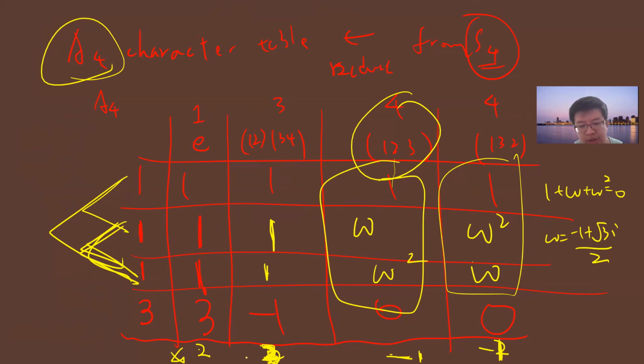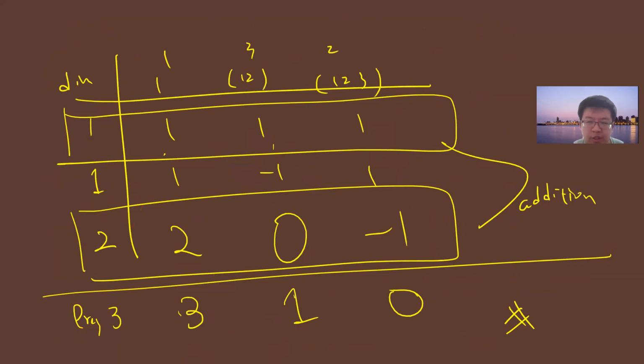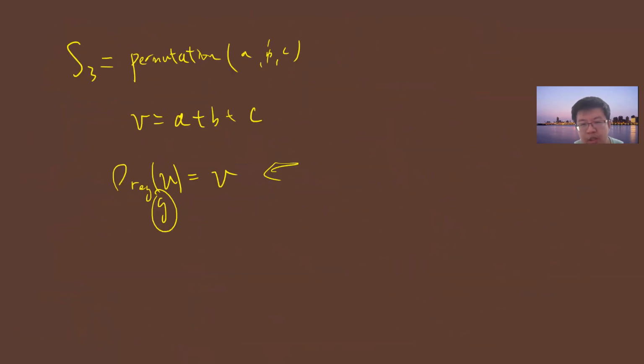Otherwise, these two guys cannot. There's no way that this reduced representation can be the sum of the two. So the only way is that there should be another guy which is 1 here. But if 1 is here, then 1 must be here. Then if 1 is here, then you can easily get this omega squared to make the orthogonality. So what I just want to say is that the character table is highly restrictive. So there are multiple ways to get the character table for a small group.